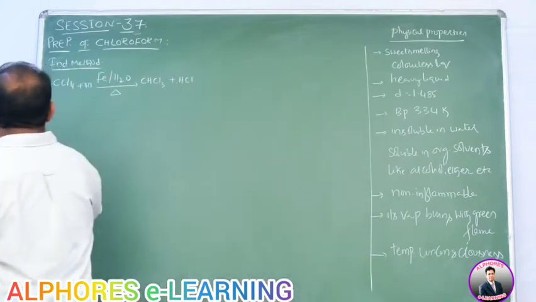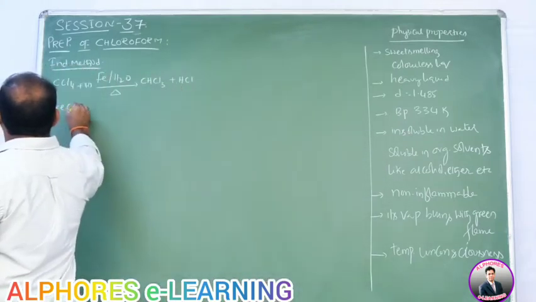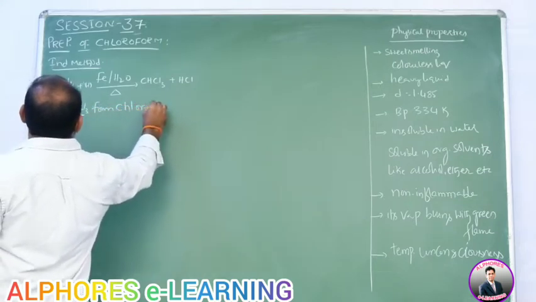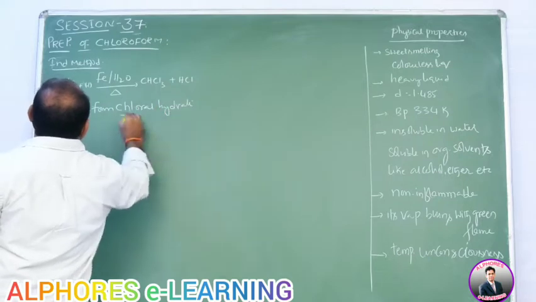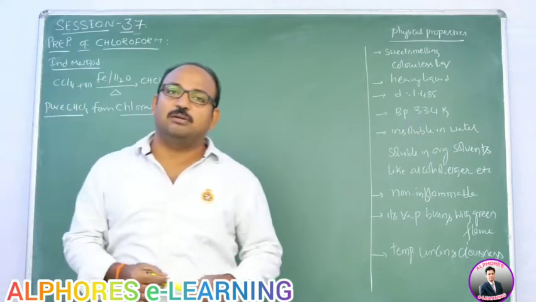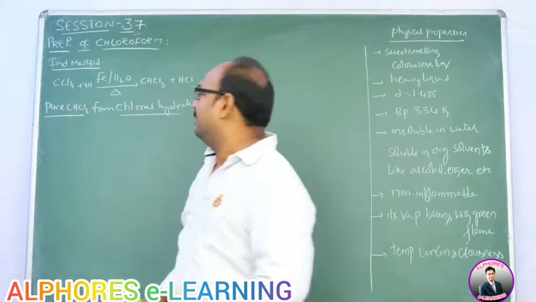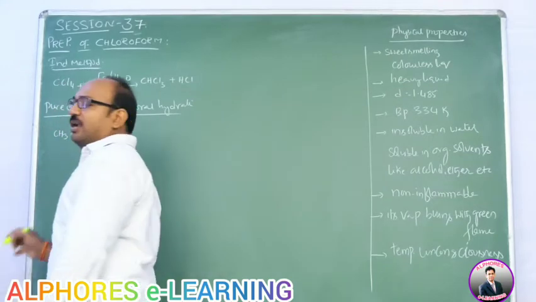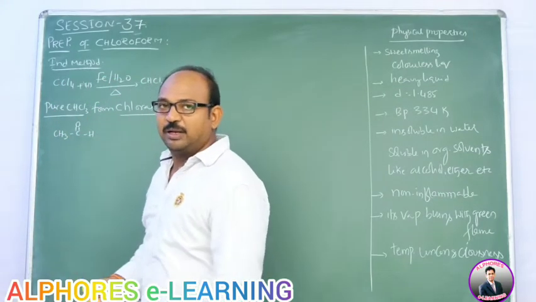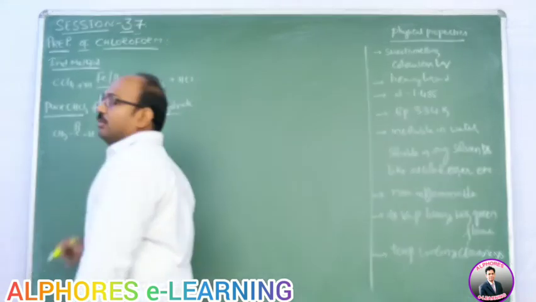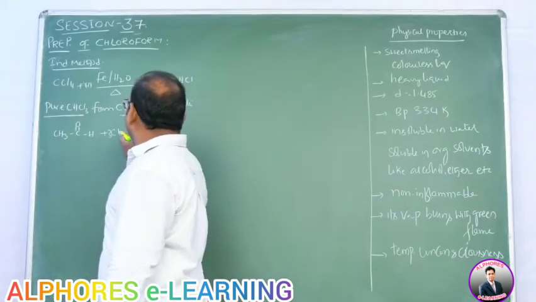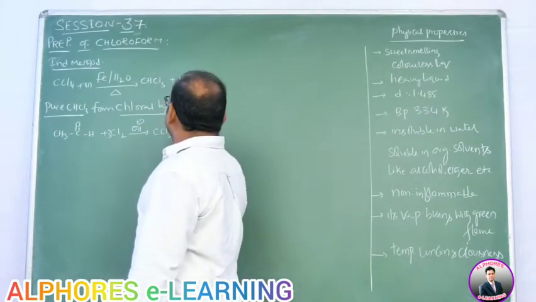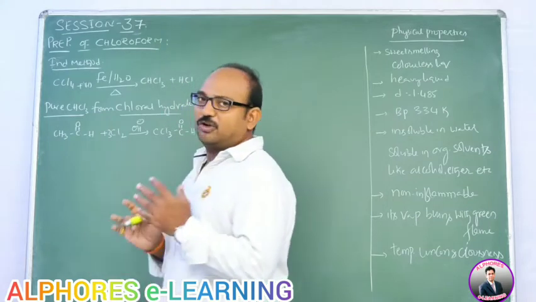If you want pure chloroform, it can be prepared from chloral hydrate. What is this chloral hydrate? In the previous session we learned that chloral is nothing but trichloroacetaldehyde. Acetaldehyde, CH3CHO, upon chlorination with 3 moles of chlorine in the presence of base gives CCl3CHO. This is what we call chloral.